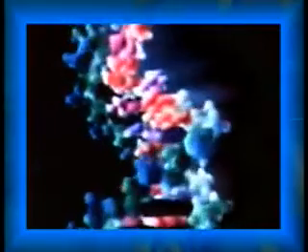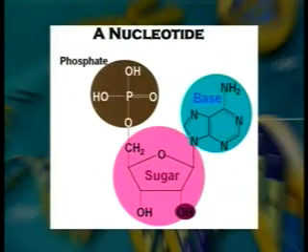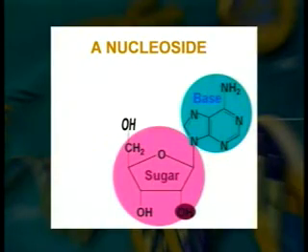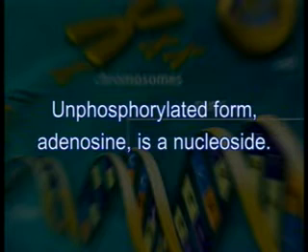What then is the structure of DNA, and what features of the structure of DNA allow the transmission of genetic information from generation to generation? A DNA is a macromolecule consisting of repeating subunits called nucleotides. Nucleotides are composed of a pentose sugar, a weak base, and at least one phosphoryl group. Such a structure without a phosphoryl group is called a nucleoside. Thus, ATP and AMP are nucleotides, whereas the unphosphorylated form adenosine is a nucleoside.